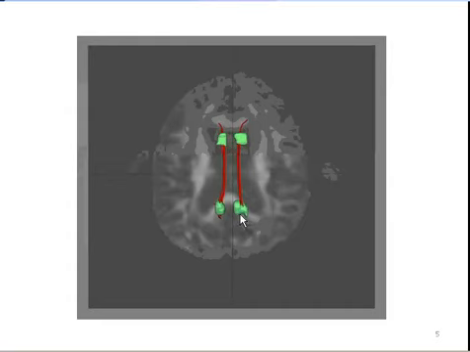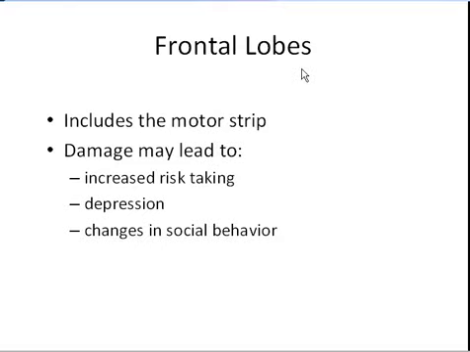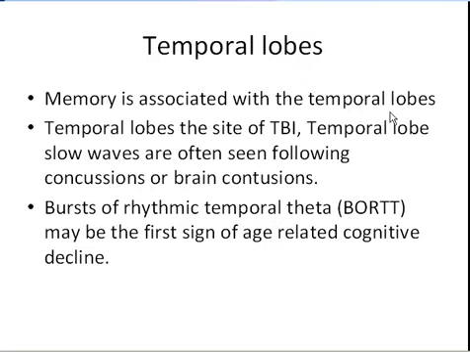Here we see the cingulate gyri. This dual structure helps us to be flexible. Problems with this structure leads to problems with flexibility, such as worrying and obsessions, or children have temper tantrums when they're asked to stop what they're doing and perform a different task. The frontal lobes include the motor strip. Damage to them can lead to increased risk-taking, depression, changes in social behavior.